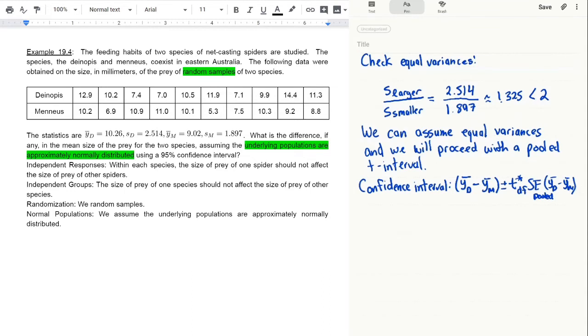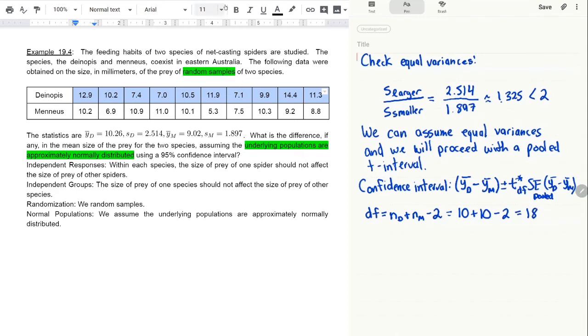Okay, so now let's look for our critical value. So we need to determine the degrees of freedom. And for a pooled t-interval, the degrees of freedom are the sum of the sample sizes minus 2. Okay, so now if we look in our data, we have 10 values for both groups. And so we have sample sizes of 10. And so our degrees of freedom is 10 plus 10 minus 2, giving us 18 degrees of freedom.